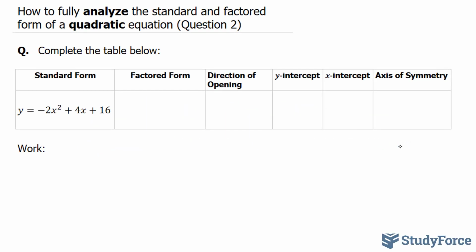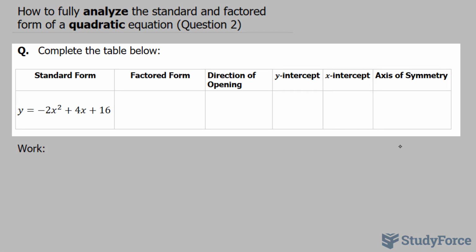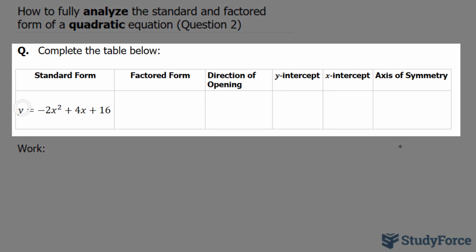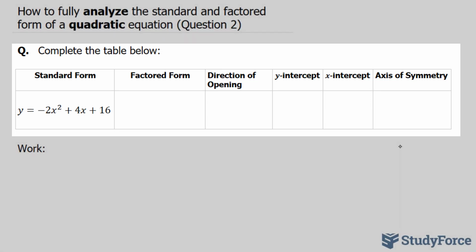In this video, I'll show you how to fully analyze the standard and factored form of a quadratic equation. This is question 2. The question is asking us to complete the table below for the equation y is equal to negative 2x squared plus 4x plus 16.